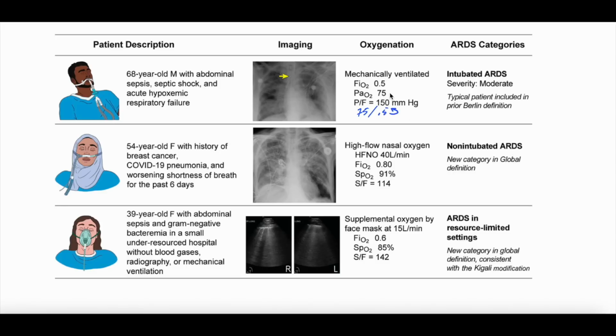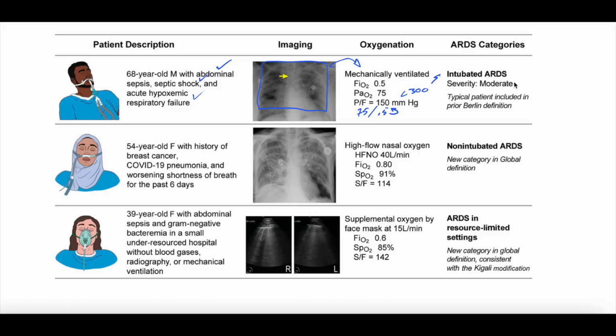Does this meet the formal definition of ARDS? Well, what do we have? We have an acute event, an acute insult, abdominal sepsis, and septic shock. All right. We have symptoms that develop presumably within 7 days. We have bilateral infiltrates seen on chest x-ray that are not cardiogenic in origin. And then we have a P-to-F ratio of less than 300.